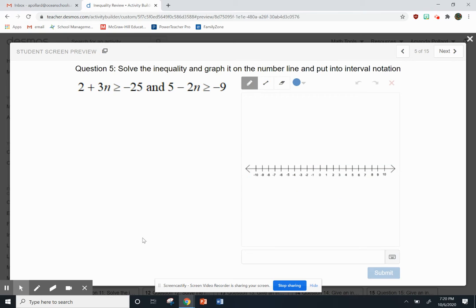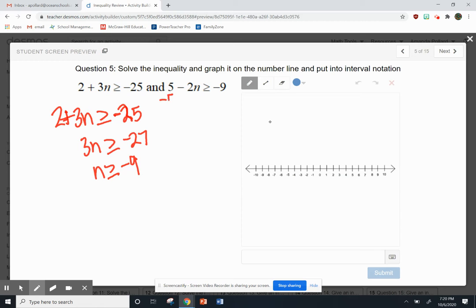Question 5, solve the inequality, graph it on number line, and put it in interval notation. So I could write it over here too. 2 plus 3n is greater than or equal to negative 25. It's really lagging. So we subtract 2, and we get 3n is greater than or equal to negative 27. So n is greater than or equal to negative 9.